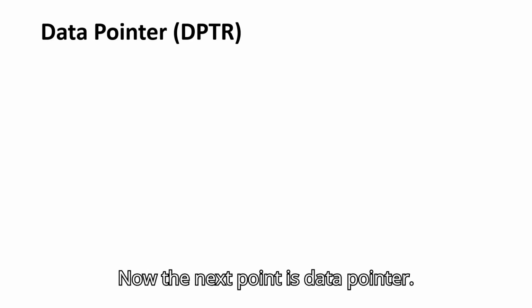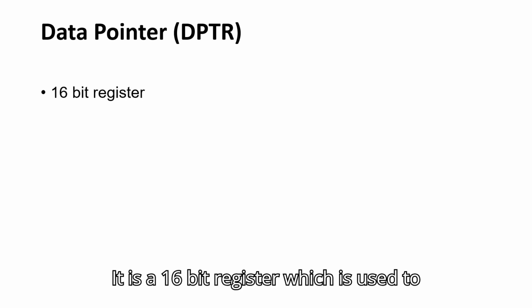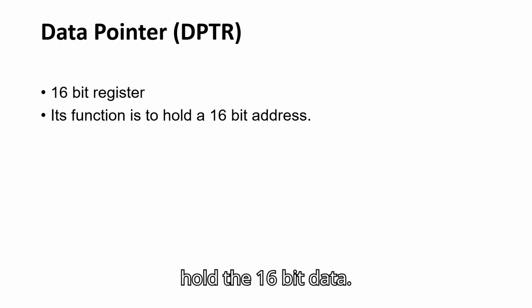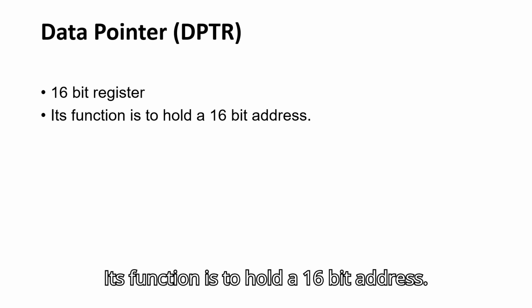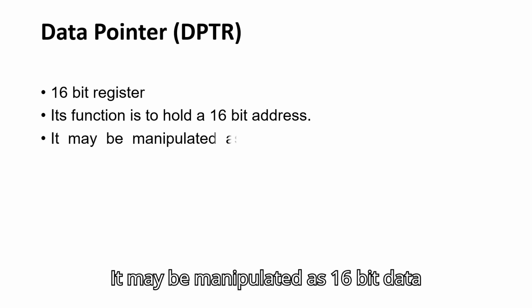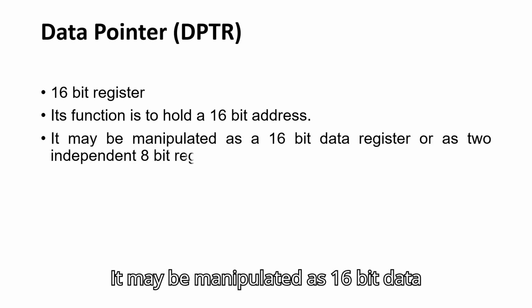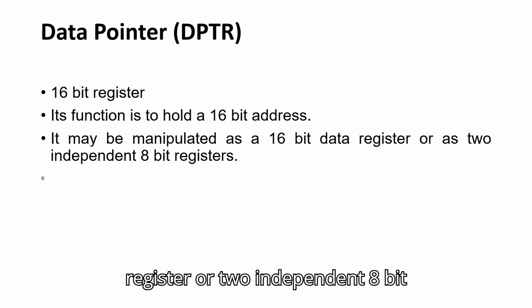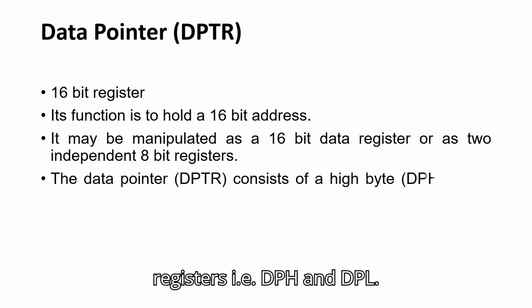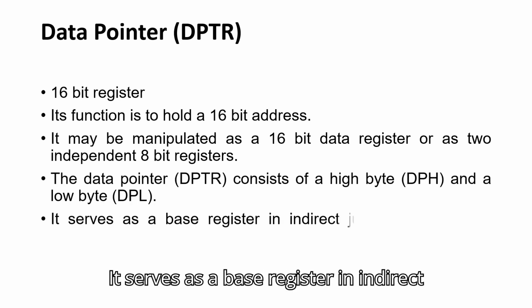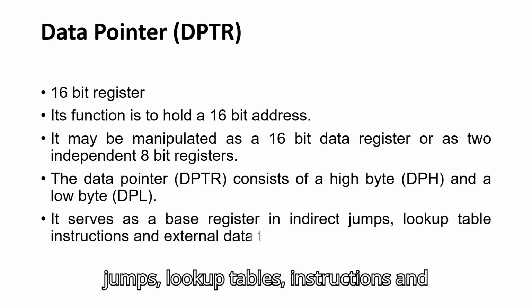Now the next point is data pointer. It is a 16-bit register which is used to hold the 16-bit data. Its function is to hold a 16-bit address. It may be manipulated as a 16-bit data register or two independent 8-bit registers, that is DPH and DPL. It serves as a base register in indirect jumps, lookup tables, instructions and external data transfer.